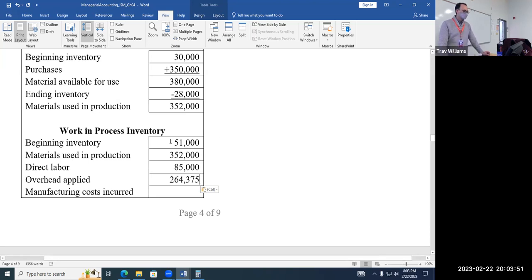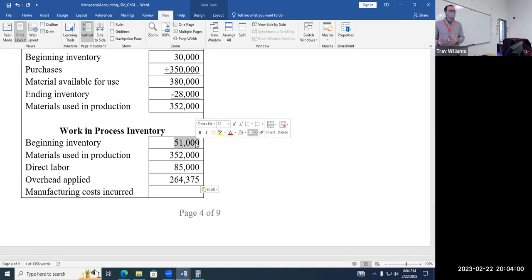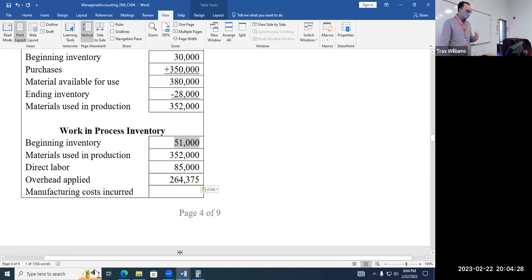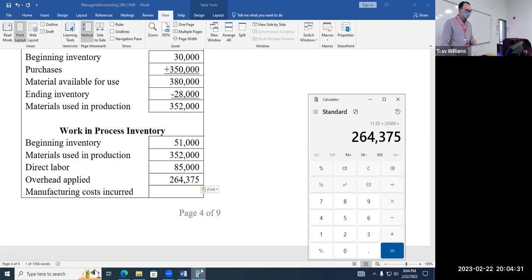So now if we take the beginning inventory, this is how much cost we had at the beginning of the period for whatever was already in process. These were costs from the last period, and that inventory was not complete yet. So it stayed in our ending work in process inventory. And once this new period started, it became our beginning work in process inventory. So we take those costs, we add our new materials, new labor, new overhead from this period. And then that gives us our total manufacturing costs for this period.